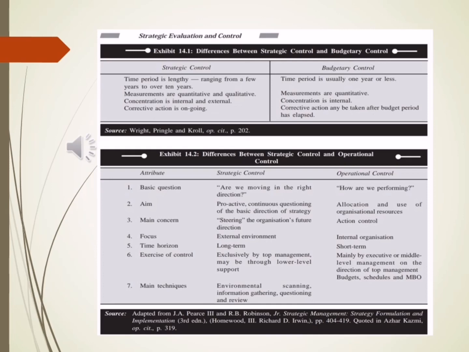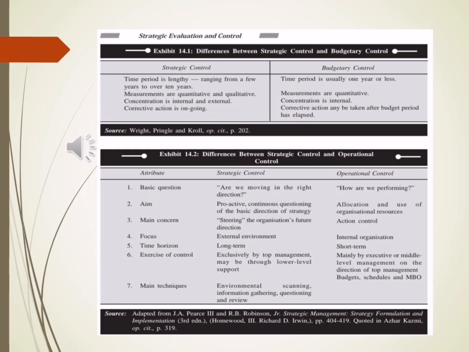And for the focus, it is the external environment, and for the operational control, it is the internal organization. And for the time horizon, for the strategic, it is long term, and for the operational, it is short term only.